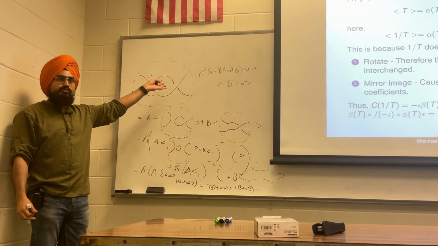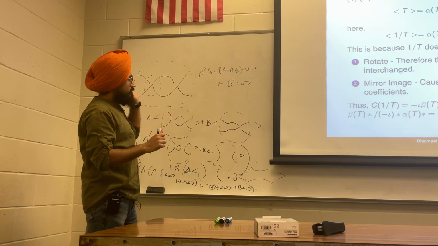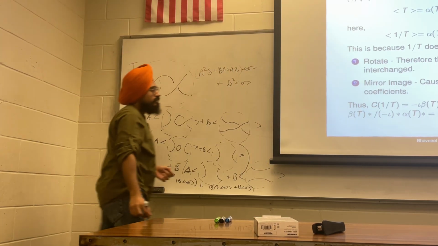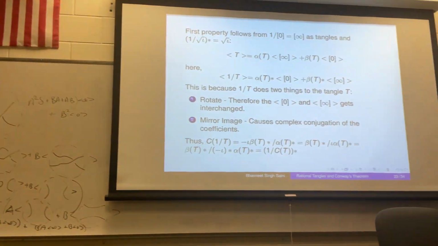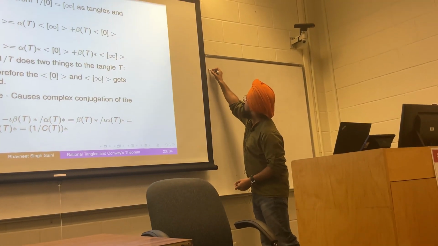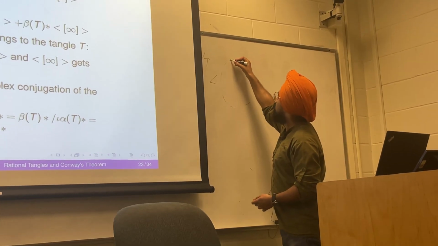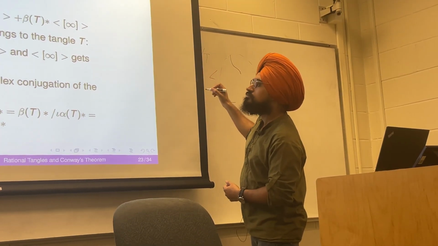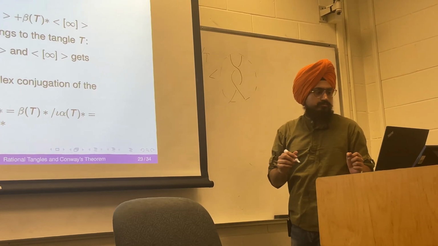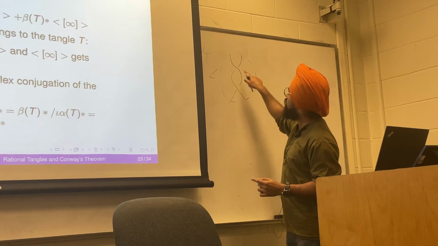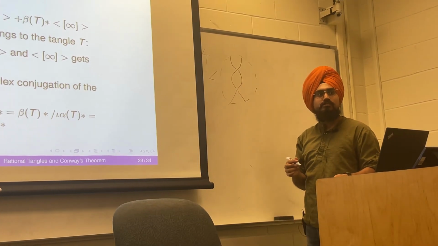So this is the bracket polynomial for the rational tangle that we have, and the conductance invariant we'll wait before we get to. So if this is T, then 1 over T would just be the rotation and the mirror image. So it will look something like this. That's just the rotation, and now we take the mirror image. So this is 1 over T.